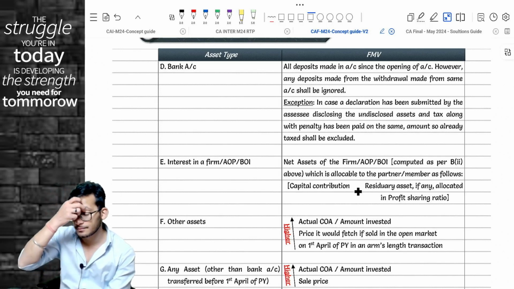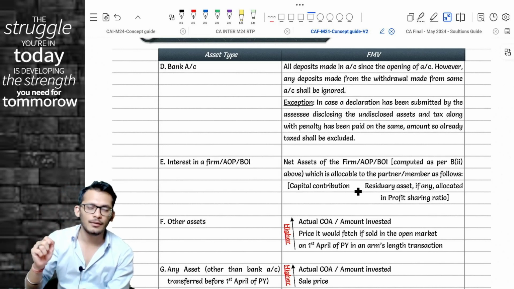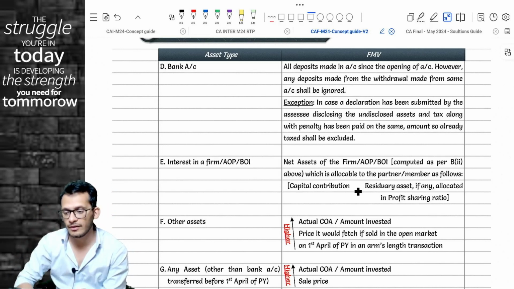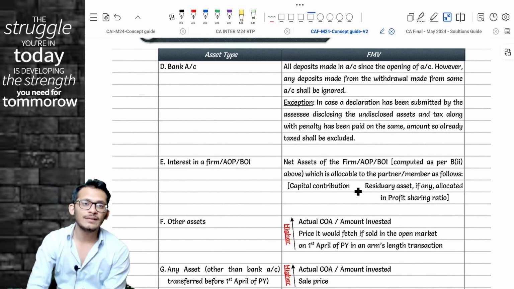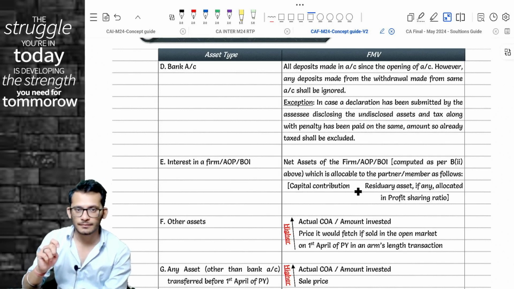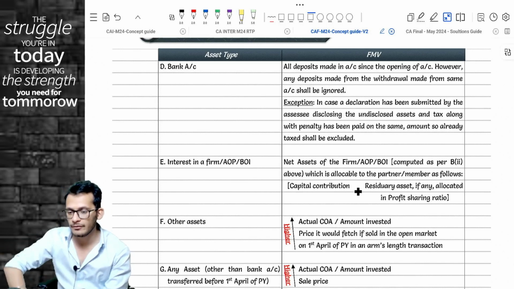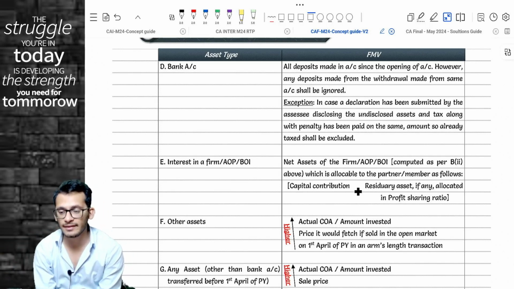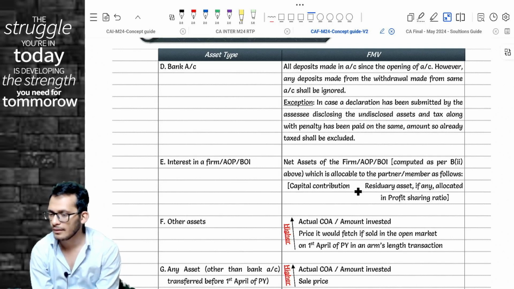Clear, not clear? Clear? Yes. Now, Rahul, what if I've made withdrawals? They'll say ignore it, because expense anyway cannot be claimed. But if it can be proved that the withdrawal is from the deposit, meaning you withdraw money and then again deposit it, in that case, will the deposit be taxable?